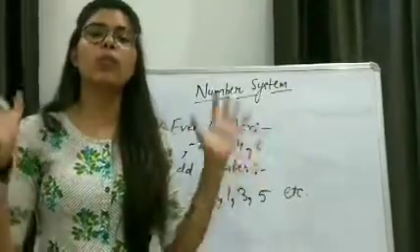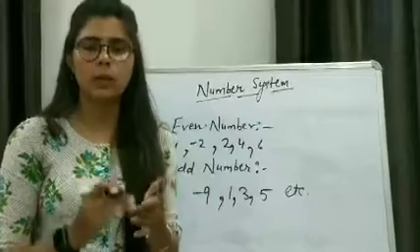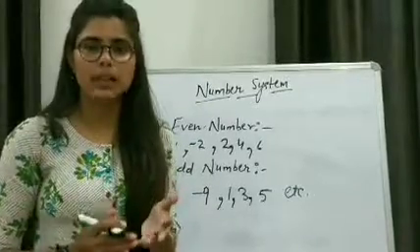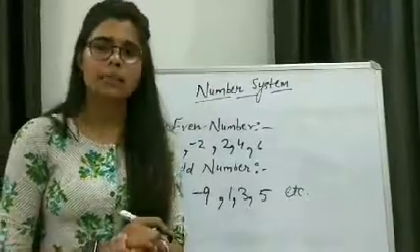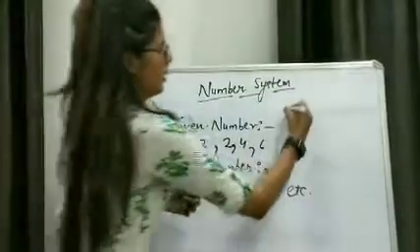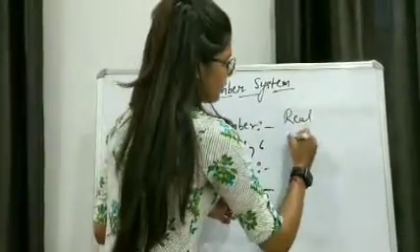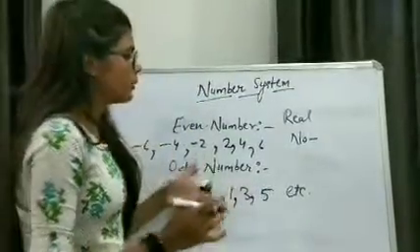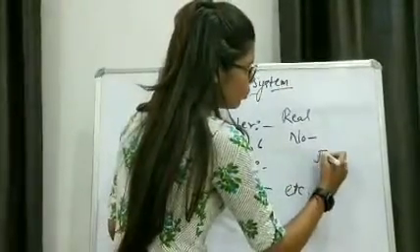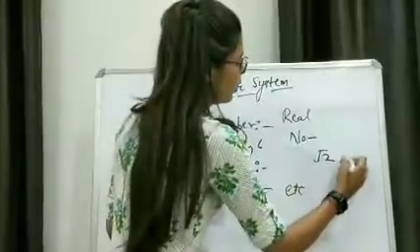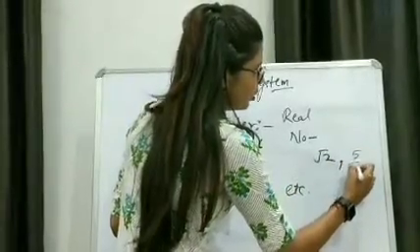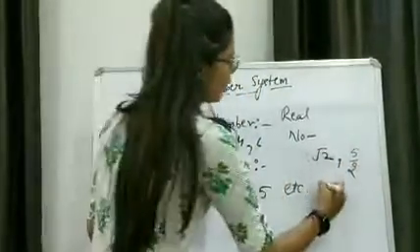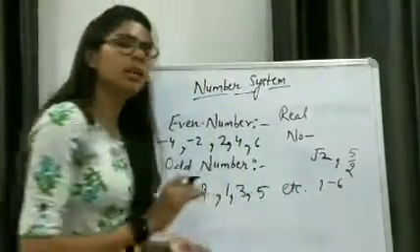The combination of all numbers, natural numbers, whole numbers, rational and irrational numbers, are called real numbers. Real numbers. Like √2 is also a real number, or 5/2 is also a real number, or -6 is also a real number.